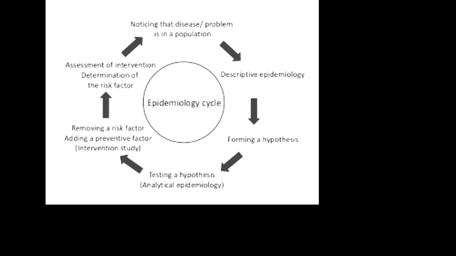So the epidemiological cycle begins with noticing that there's a disease or problem in the population. We perform descriptive epidemiology, namely your case control, case series, your prevalence studies. From there, we perform hypothesis generating studies. We test the hypothesis using analytical epidemiology. We attempt to remove a risk factor or add a preventative factor by performing intervention studies. And then we assess the intervention through a clinical trial. And then the cycle repeats itself anew. And this is the epidemiological cycle in research.